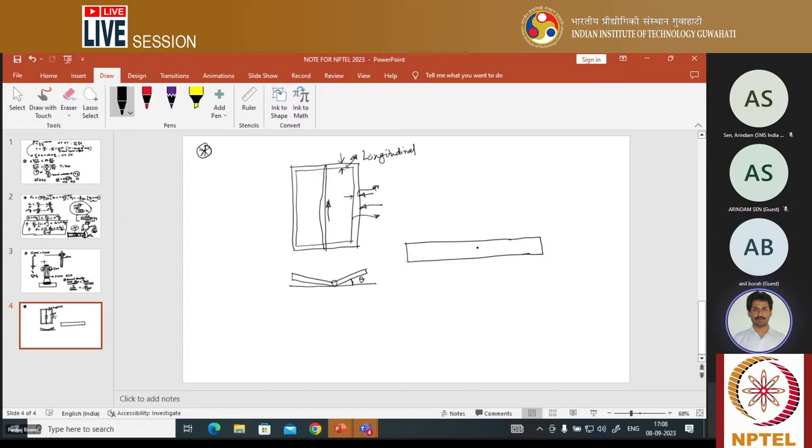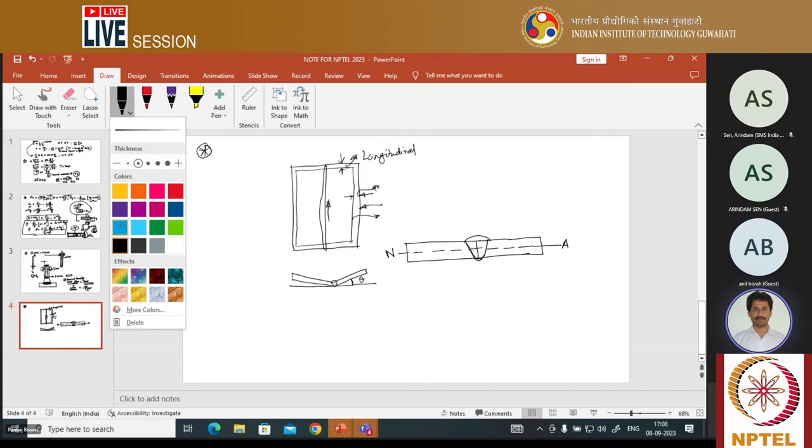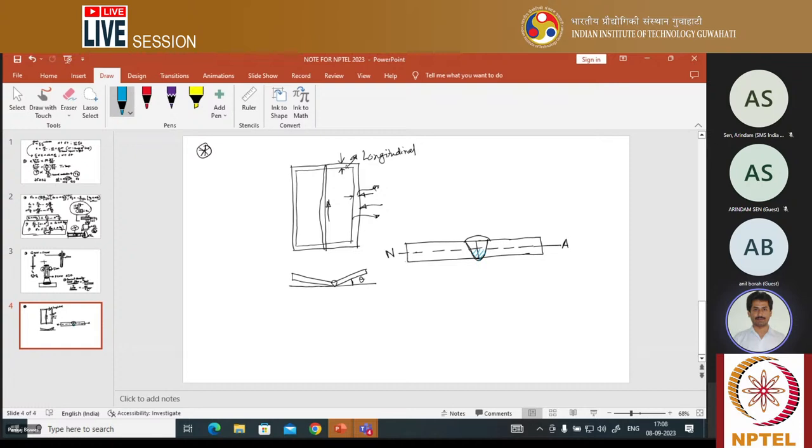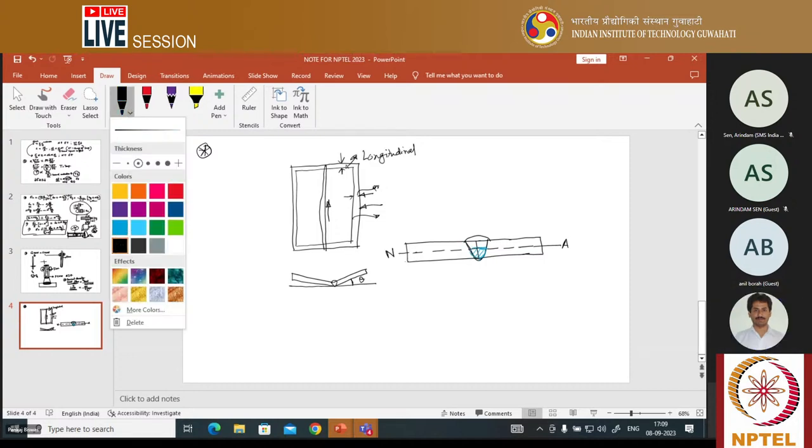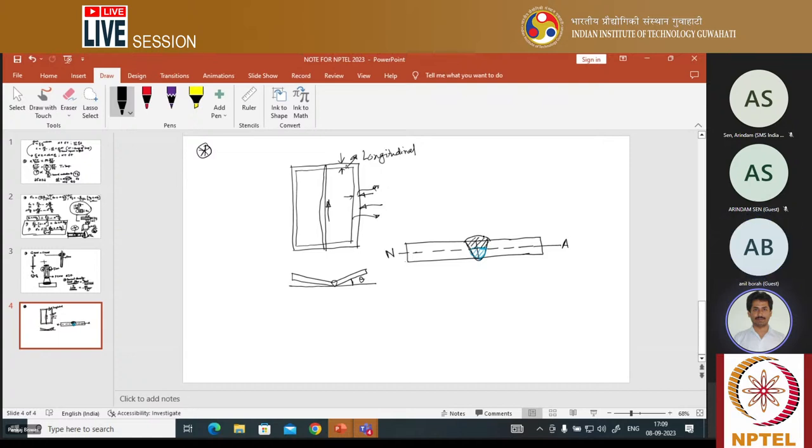Let us consider this is the cross section of these two plates. You can observe that generally the weld bead shape looks like this. Now consider the neutral axis of this plate. One minute, I'm just showing. You can observe that whatever portion of molten material is there above the neutral axis, the volume of molten material is definitely more. Correct? Your volume of molten material is definitely more.